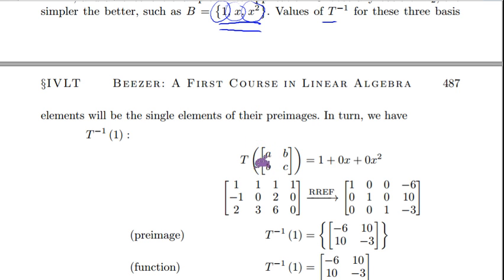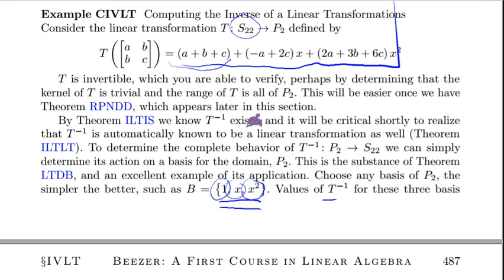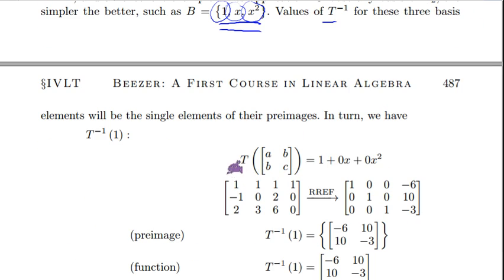Now, how does this work? Here, if we want to find the matrix that maps to 1, we have to solve three equations. We have to solve a plus b plus c equals 1, because this coefficient should be 1. I have minus a plus 2c equal to 0. And I have 2a plus 3b plus 6c equal to 0 as well. So I have three equations in the three unknowns a, b, and c. I can write this up as a matrix equation. And here it is right here.